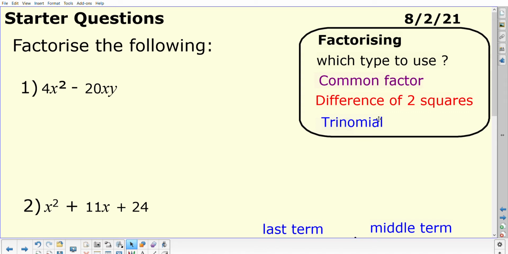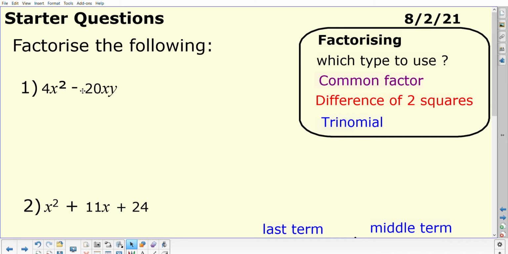Trinomial is the one where you've got the three terms. The word difference means you're looking at a takeaway. Two squares is talking about the fact that you've got two terms in it, and both these terms are squared. And we'll have a look at when we can recognise these types. So you should always check for common factors.